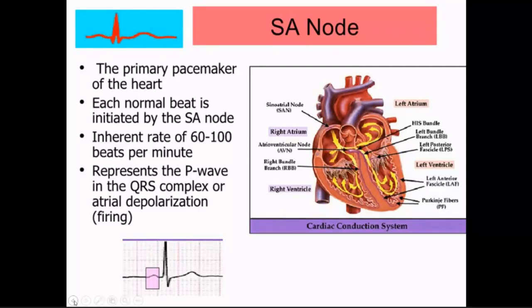So this is the normal heart rate, between 60 and 100. Anything above 100 is called tachycardia. Anything below 60 is called bradycardia. The P wave in the QRS complexes represents the atrial depolarization, as you see in this pink box. Okay, this is the P wave.